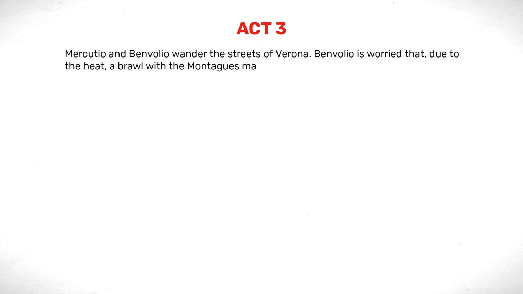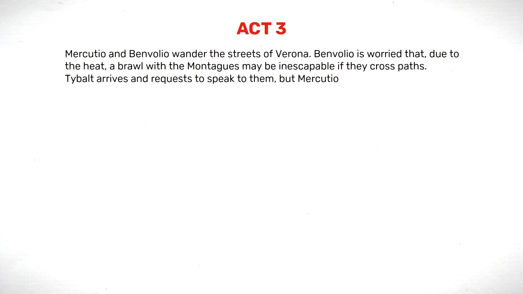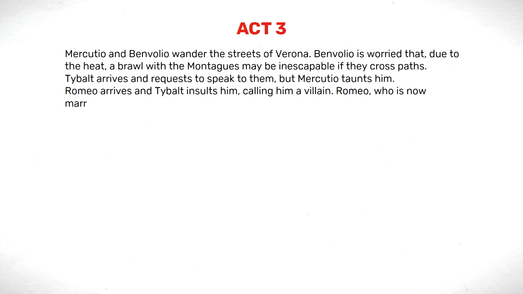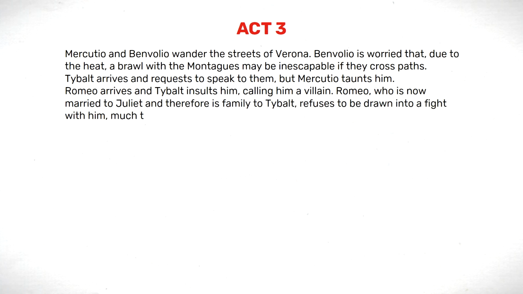In Act 3, Mercutio and Benvolio wander the streets of Verona. Benvolio is worried that, due to the heat, a brawl with the Montagues may be inescapable if they cross paths. Tybalt arrives and requests to speak to them, but Mercutio taunts him. Romeo arrives and Tybalt insults him, calling him a villain.